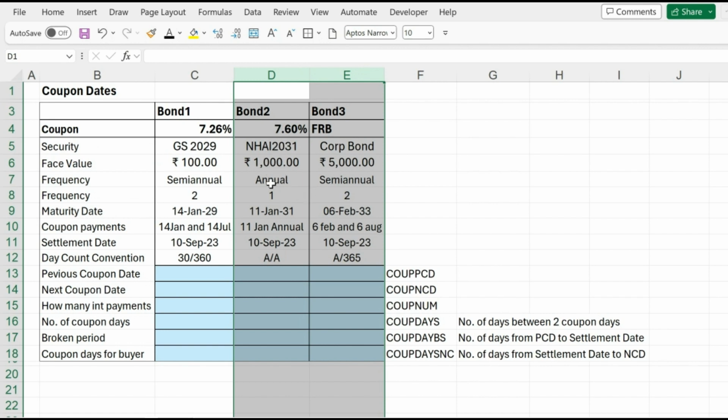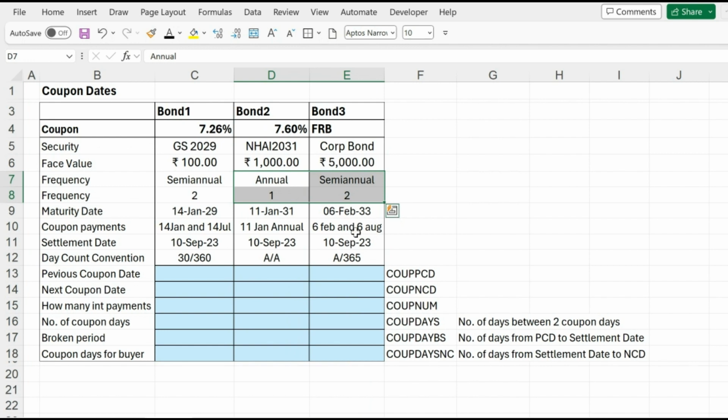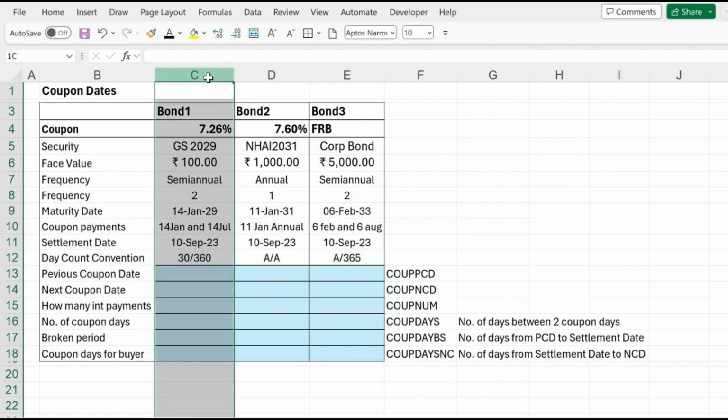So, for the corporate bonds, the frequency is decided by the issuer, the frequency is decided by the corporate. We have been given the maturity date, coupon payments. So, when the coupon payments will be, the settlement date, and very, very important, what is the day count convention that these bonds are using for payment of the interest, payment of the coupons. In India, all the government securities do pay the interest on the 30 by 360 European basis. So 30 by 360 day count convention.